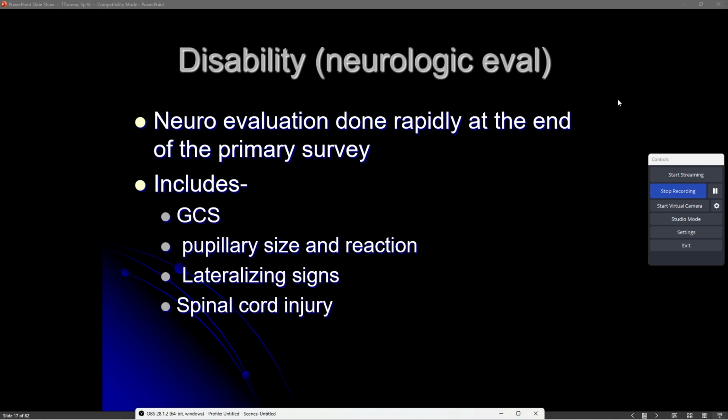And please remember, if your right pupil is impaired or fixed, it would mean the injury is occurring on the left side of the brain typically, and vice versa. Left pupil is fixed, we're going to be talking about an injury on the right side of the brain.